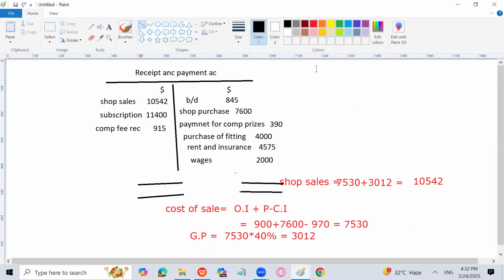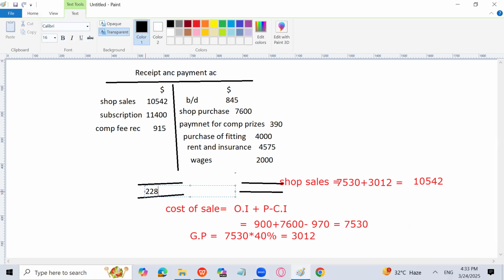See which side is bigger. 22857. Which is bigger? Credit? Debit. Okay, so here I will write 22857. I will write here also 857, and I will write carried down here. How much? Total of the debit side minus the credit side, I will get the balance carried down, which will be written as balance brought down on the debit side.